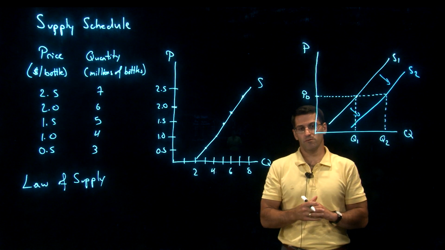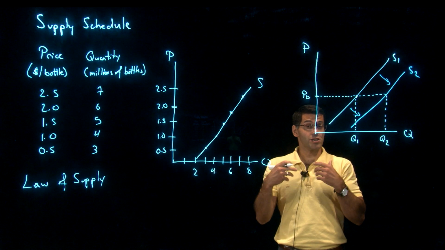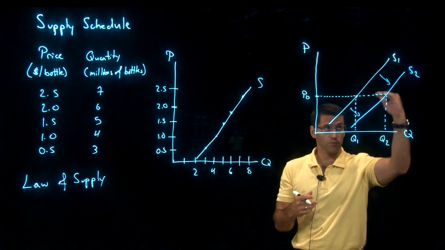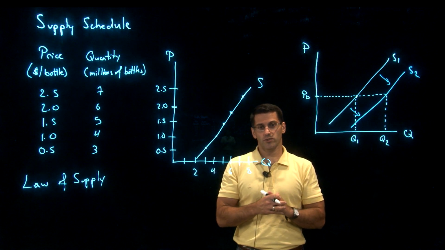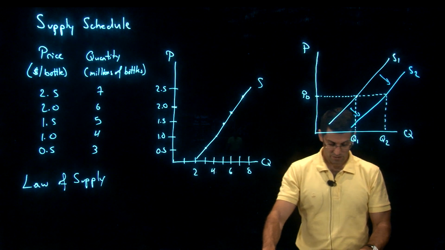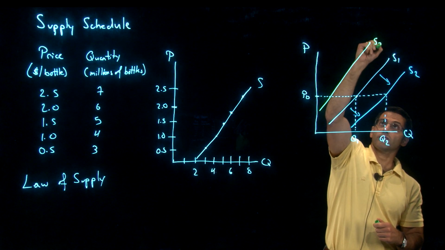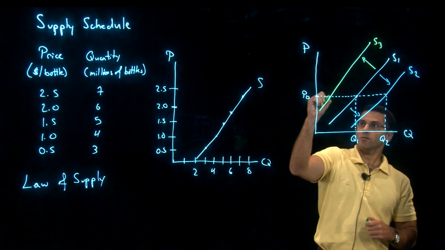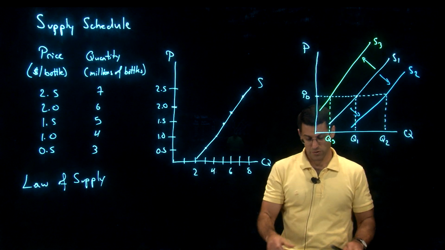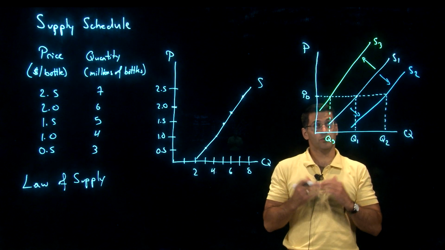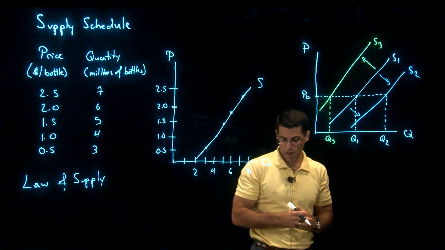When we shift the supply curve from S1 to S2, what are we doing? We're increasing. At that price P0, the quantity supplied increases from Q1 to Q2. So that is an increase in supply. Conversely, if we were to shift from S1 up to S3, we would see that the quantity supplied would fall from Q1 to Q3, while holding that price constant. So a shift from S1 to S3 would be a decrease in supply.